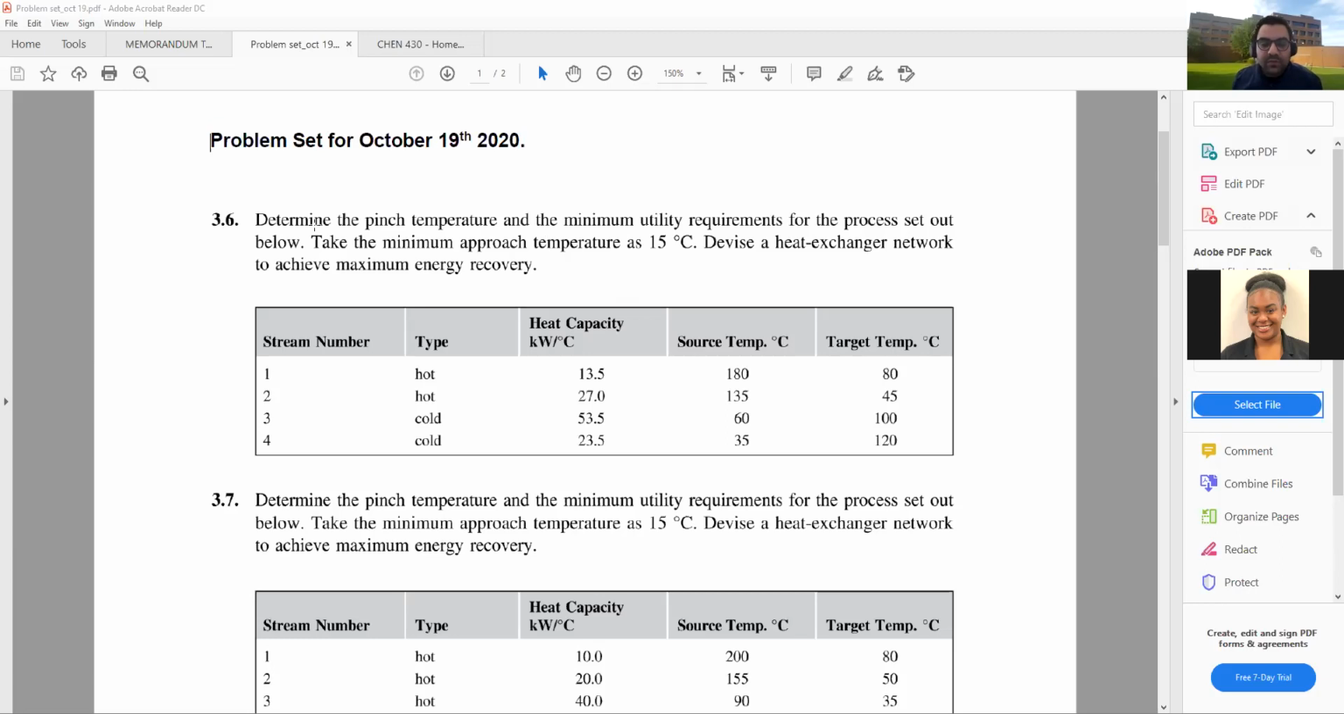The second piece of information you really need to look out for is your delta T minimum, or the minimum driving force temperature for these types of problems. Okay, so we're gonna go through the step-by-step process, and we'll solve these problems. So I'm gonna share the whiteboard. Okay, here we go.